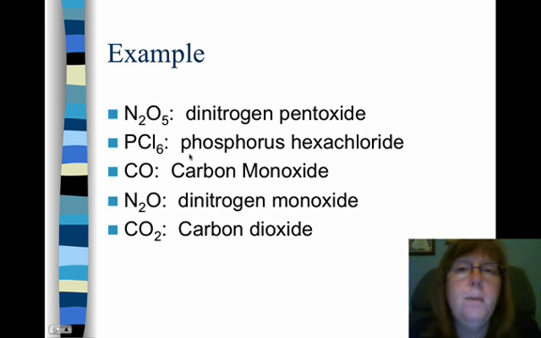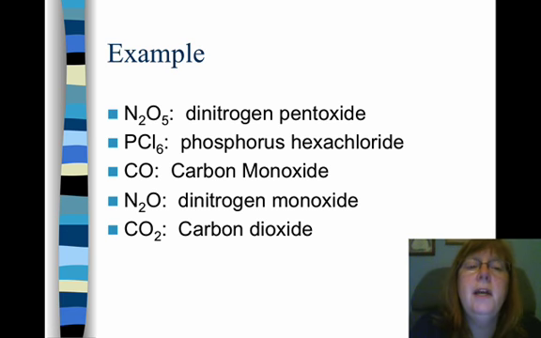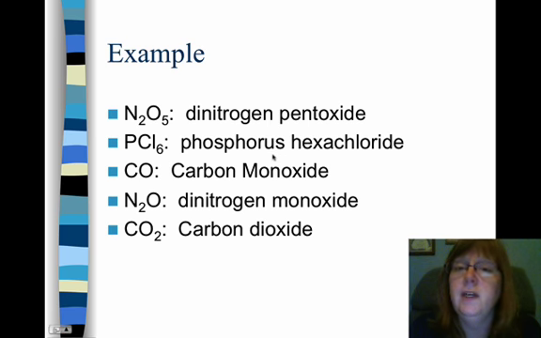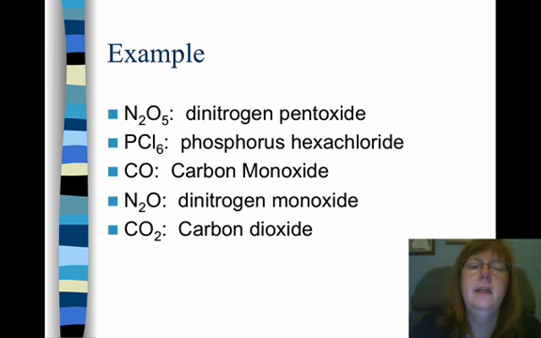Here we have PCl6. Again, notice there's no metal. Phosphorus and chlorine are both nonmetals. So this would be 1 phosphorus. The 1 is just understood. We don't write the 1 in the formulas. So we don't ever start with mono. We just say phosphorus, not monophosphorus. There are 6 chlorides. Hexa is the prefix for 6. Phosphorus hexachloride.